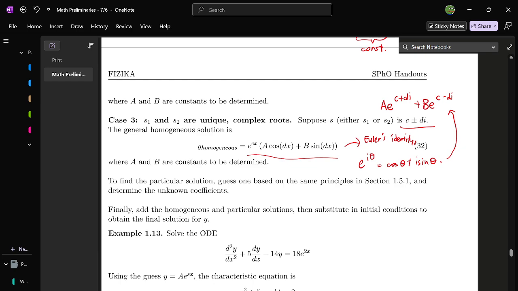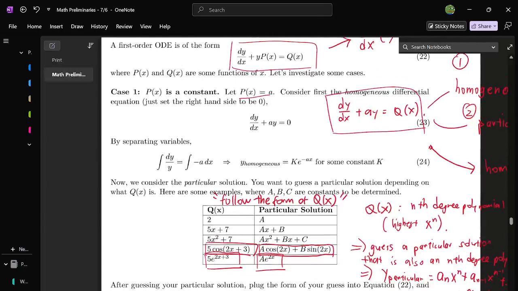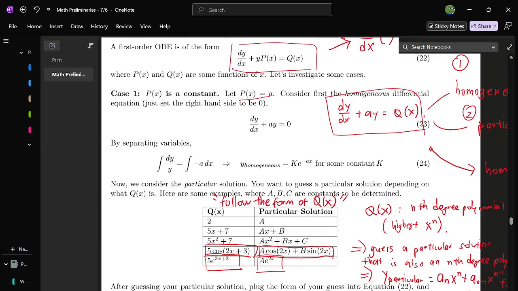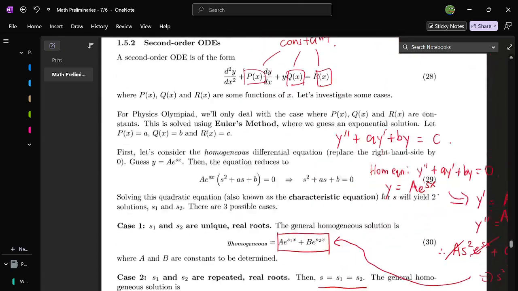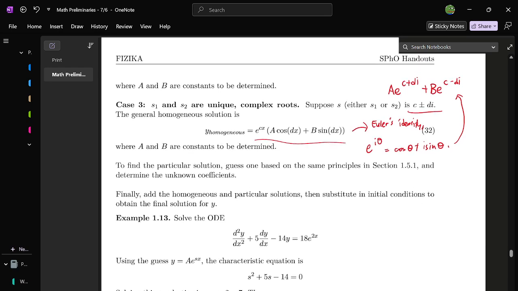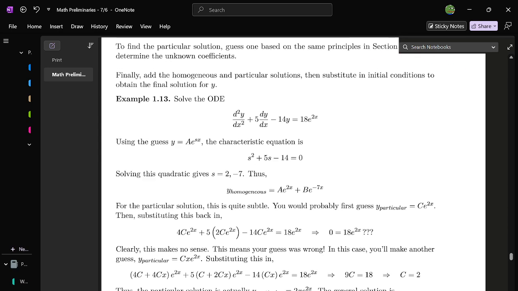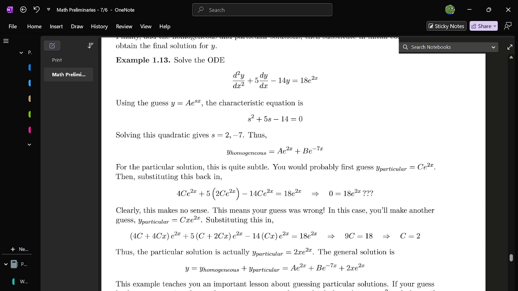So again, to find the particular solution, you should guess based on the same principles as mentioned earlier. Follow the form of Q(x) and guess, and you will never go wrong. And finally you just add them together and substitute in your initial conditions. So some examples are shown here.